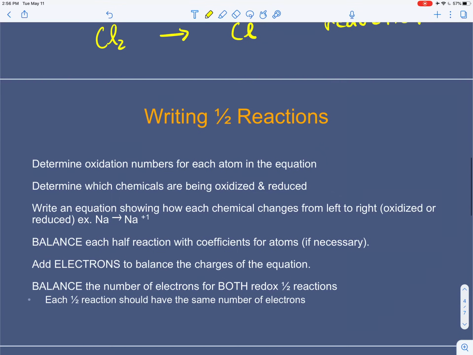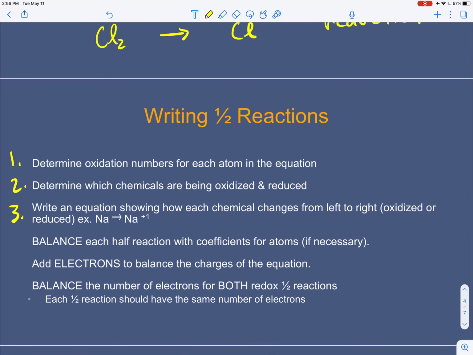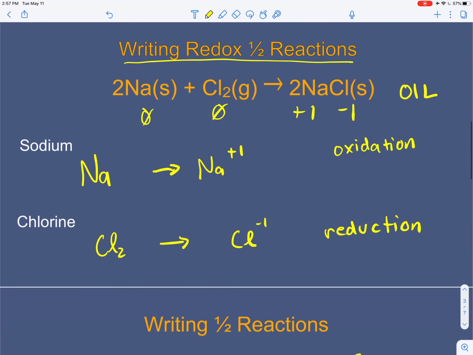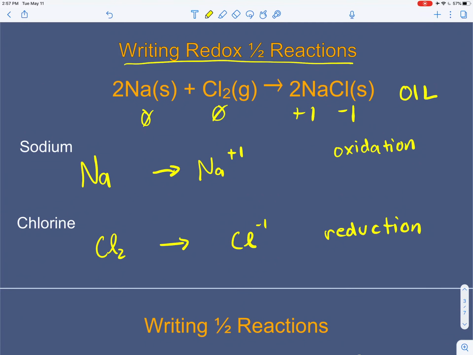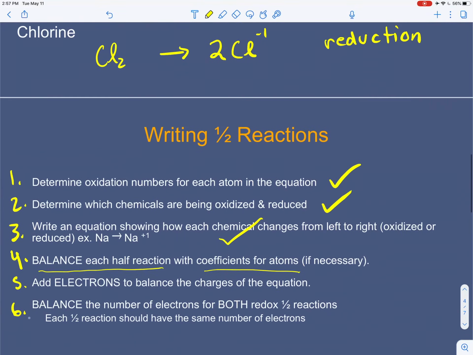Now we're going to get to writing these half reactions. So what I just did was steps 1 through 3. I looked at the oxidation numbers, figured out what's being oxidized and what's reduced, and wrote a chemical equation showing how each chemical changes. Now we're going to get to these new steps. Balance each half reaction with coefficients for atoms. So what does that mean? I have one sodium on the left, one sodium on the right. I don't have to balance those. But on the bottom, I've got 2 chlorines on the left side, so I need 2 chlorines on the right side. So that's step 4 here.